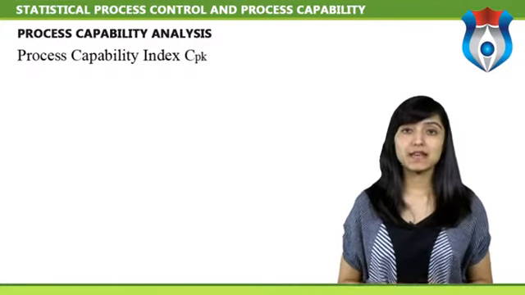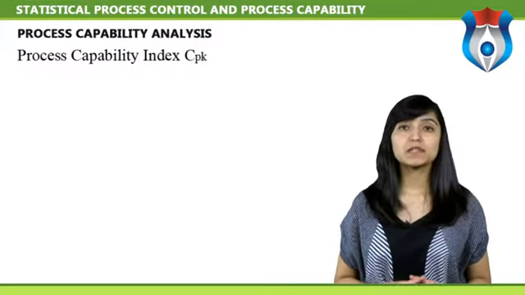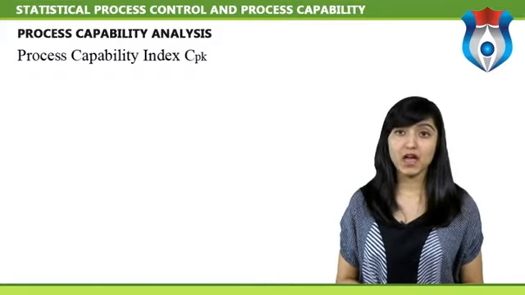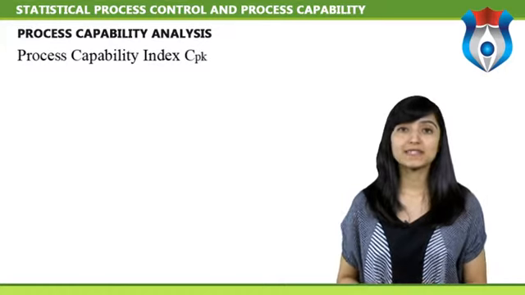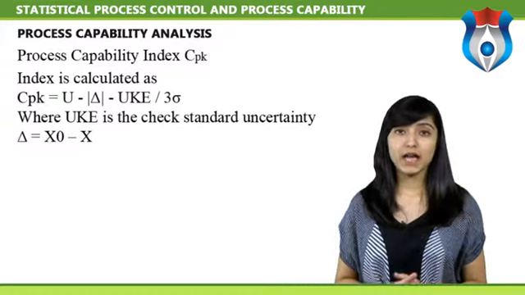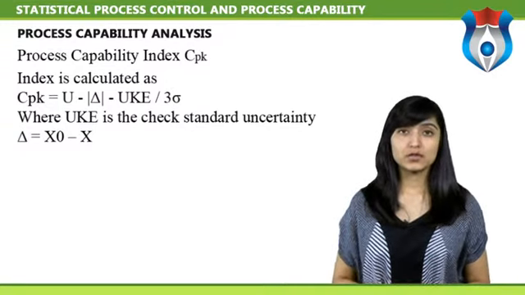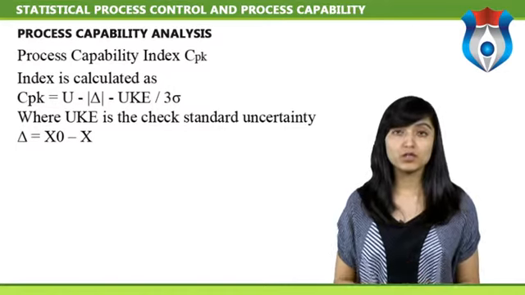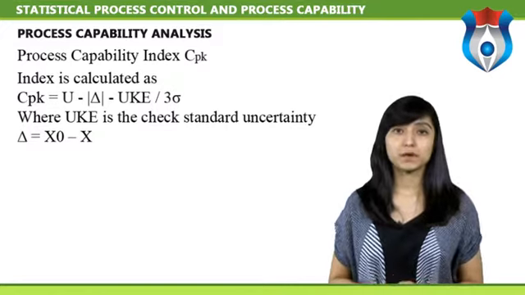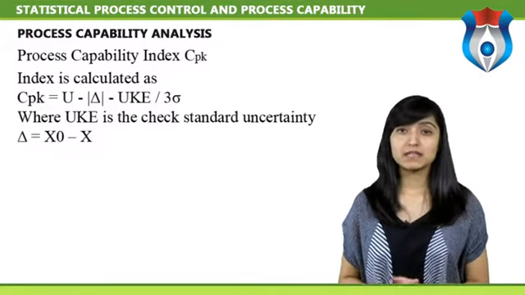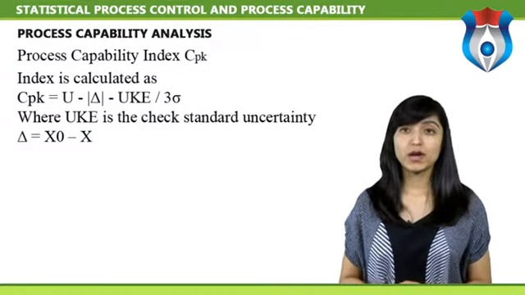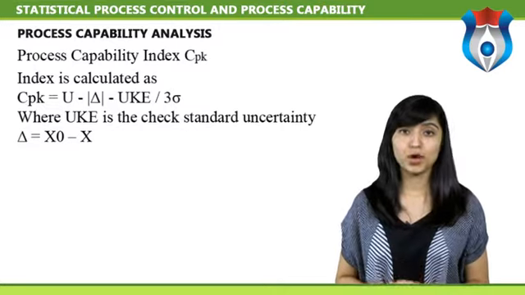Process capability index CPK. Capability index CPK reacts to deviation of the measurement process average, mean X bar, from the check standard nominal value X0. The index is calculated as CPK is equal to U minus mod theta minus UKE upon 3 sigma, where UKE is the check standard uncertainty, and mod theta is equal to X0 minus X bar.